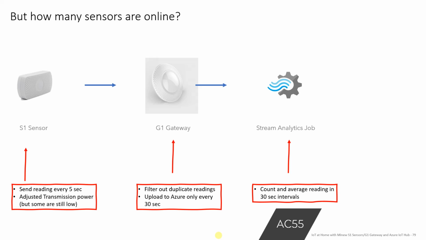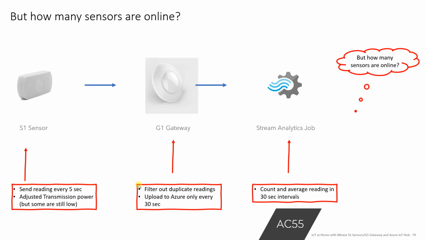So in theory, all of this should work okay, but there is of course the risk that during a 30-second interval, a sensor set of readings does not make it to the gateway and hence doesn't make it through to Stream Analytics and into PowerBI. So the question at the end of all of this is, how many of my sensors are online?